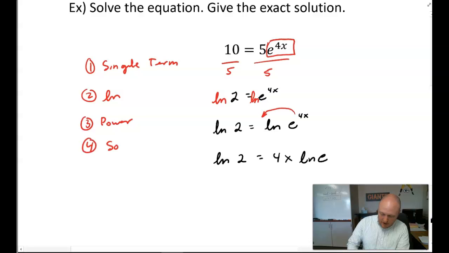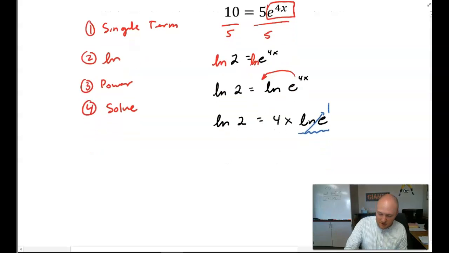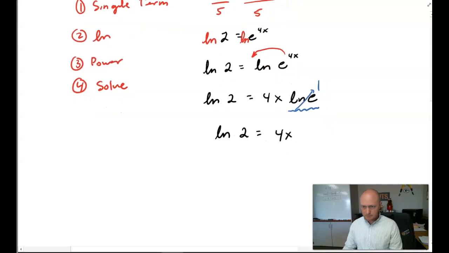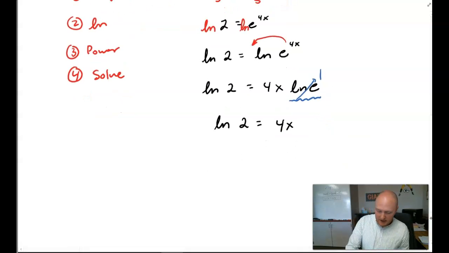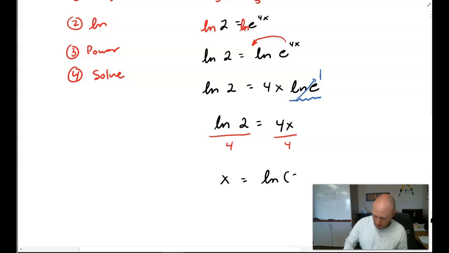And then step 4, I'm going to solve. So the natural log of e here, again, remember this is just 1. So that essentially disappears, or it gets absorbed into the 4x. Natural log of 2 is equal to 4x. And to solve for x, I'm just going to divide by 4. So x is equal to the natural log of 2 divided by 4.